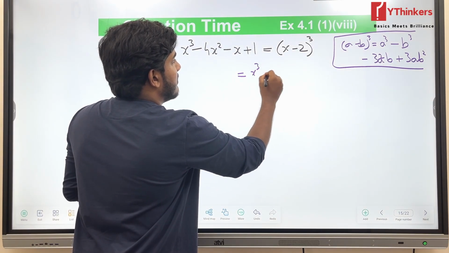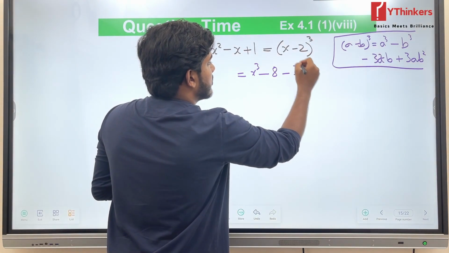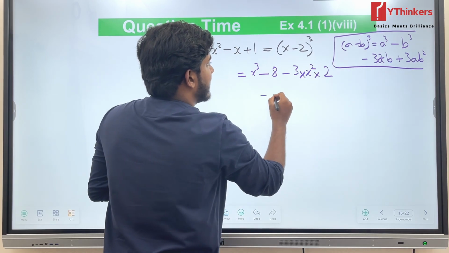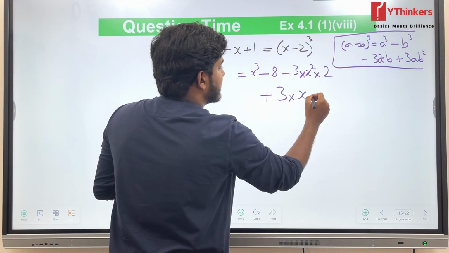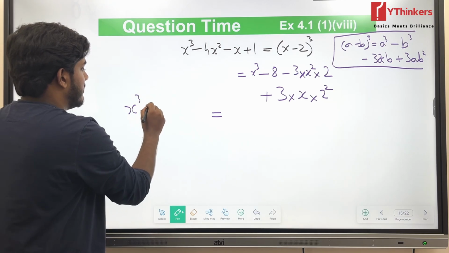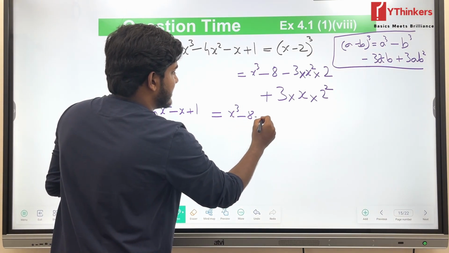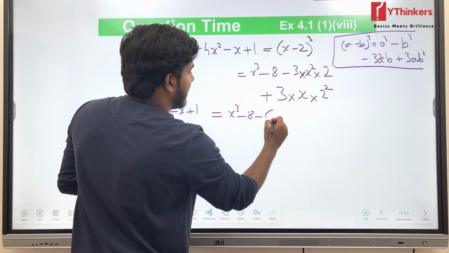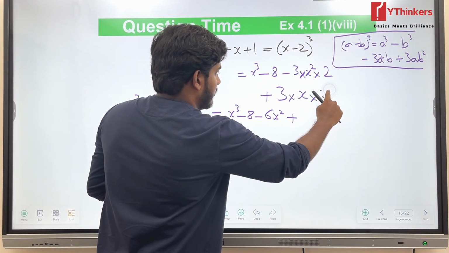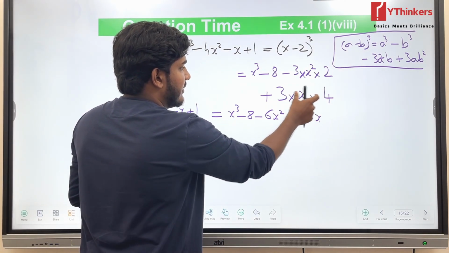Yes, it will be x cube minus 2 cube, which is 8, minus 3 into a square, which is nothing but x square, into b, which is nothing but 2, plus 3a, which is nothing but x, into b square, which is nothing but 2 square. Okay, so can I write it as x cube minus 4x square minus x plus 1. So x cube remains the same, minus 8 remains the same, 3 into x square is 3x square, 3 2s are 6, so I write it as 6x square, plus 3x, and 2 square is nothing but 4. I'll directly write it for easier calculation. 3 4s are 12, so that is 12x.